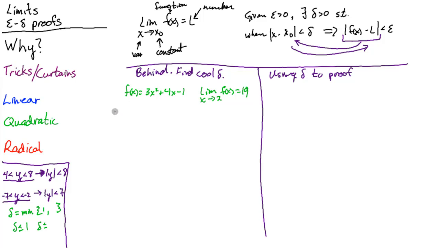We want to start off with the absolute value of 3x squared plus 4x minus 1 minus 19. That is what we eventually want to have less than epsilon.